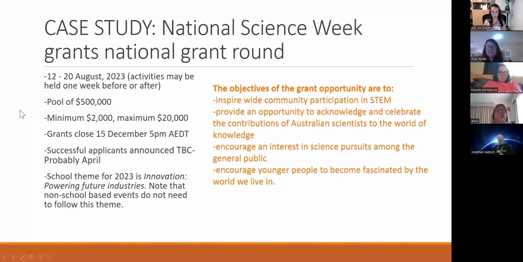Hopefully most of you are familiar with National Science Week. In 2023, it's going to be held from the 12th to the 20th of August. And for the National Science Week grants, there's a pool of $500,000 available for events. The minimum amount you can apply for is $2,000. The maximum amount is $20,000. As I said before, if you apply for $20,000, you better have a real ripper of an event and extremely good evidence that you are going to pull your event off and that it's going to make a big difference.